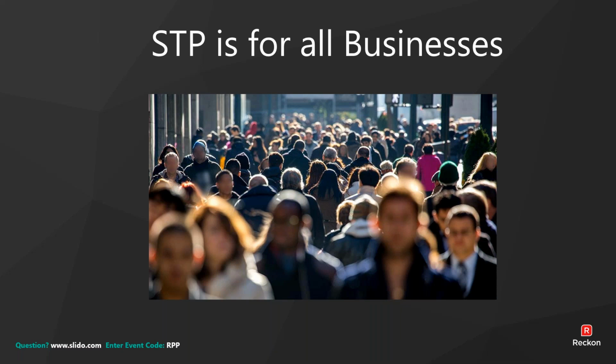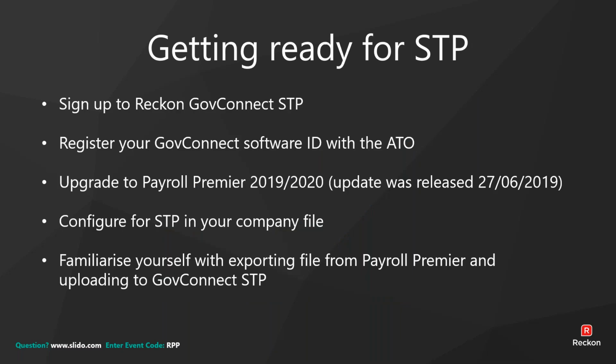So how do we get ready for STP when you're using the Payroll Premier product? We need to sign up to something called Reckon Gov Connect. We need to then register our Gov Connect software ID with the ATO. We need to make sure that we've upgraded our Payroll Premier to 2019-2020, which got released at the end of June. Configure STP in your company file, and then familiarize yourself with exporting from Payroll Premier and uploading into Gov Connect. We're going to go through and have a look at all this today.